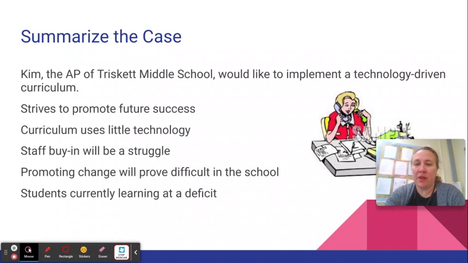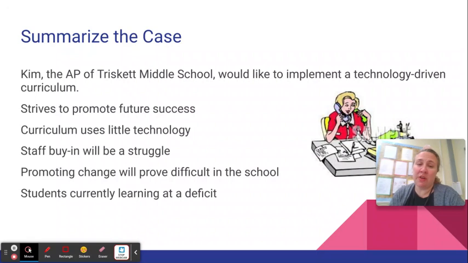So the way to define the problem would be: Kim, the assistant principal, wants to implement a technology-driven curriculum. She wants to promote the future success of the building. As of right now, the curriculum uses little technology, really just first level technology. And she knows that staff buy-in will be a struggle, as the staff reverts back to basic use of technology and lecture-based learning most of the time.